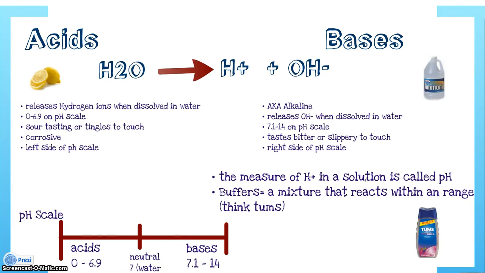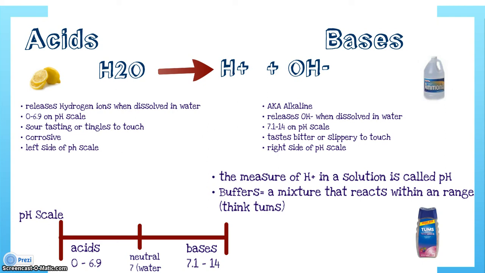Acids and bases. If you take water and break it down by the equation you see there, it's going to make H pluses, or what we call hydrogen ions, and OH negatives, which is what we call hydroxides. If you're an acid, that means that you release hydrogen ions when you are dissolved in water. You are from 0 to 6.9 on the pH scale, you taste sour, and you're tingly to the touch. You can be very corrosive, and you're on the left side of the pH scale. Examples would be lemons, stomach acids, tomatoes.